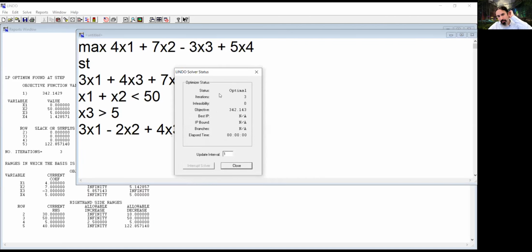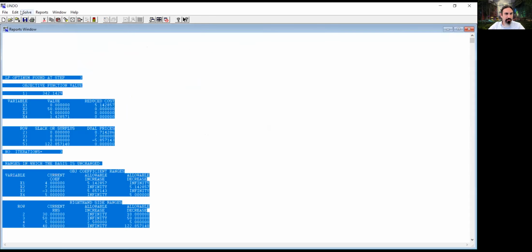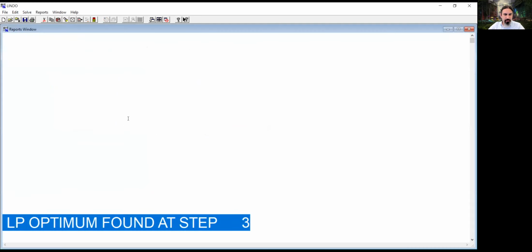And now take a look over here. After we have removed this one, it says this is optimal. It can get there in 3 iterations, so in 3 steps. Okay, 3 simplex iterations, and the objective value is 342.143. Okay, and here we have the solution. Let's just increase this one as well. Okay, let's make it 36 as well.